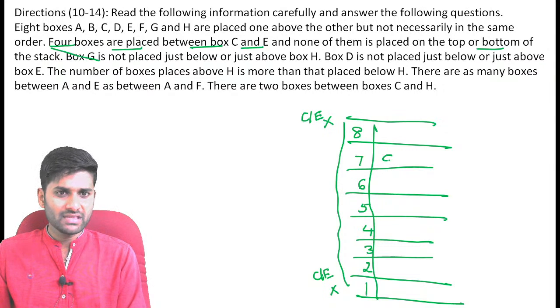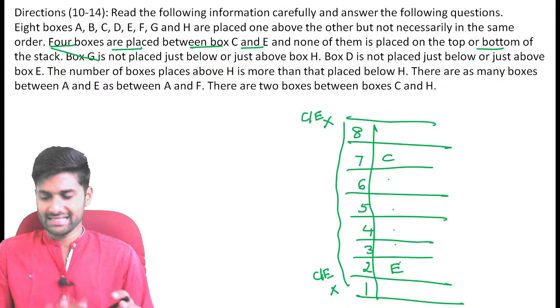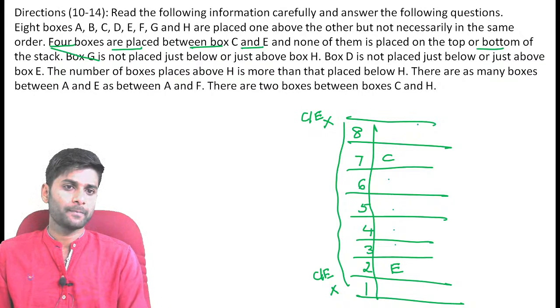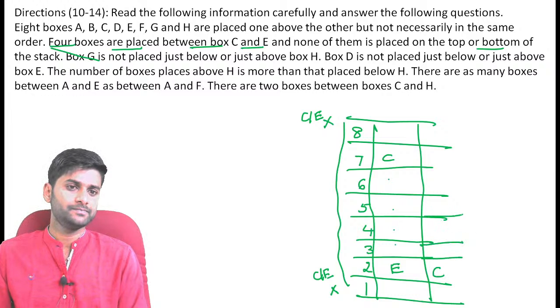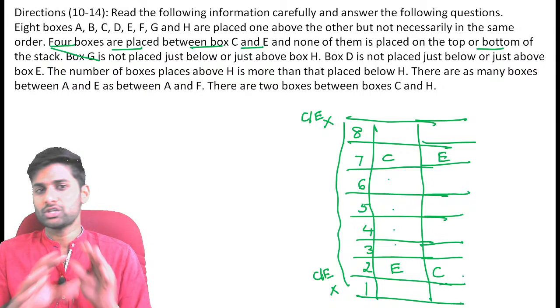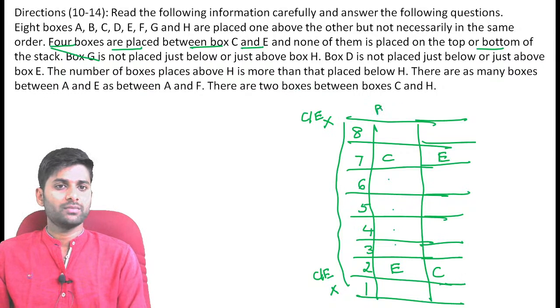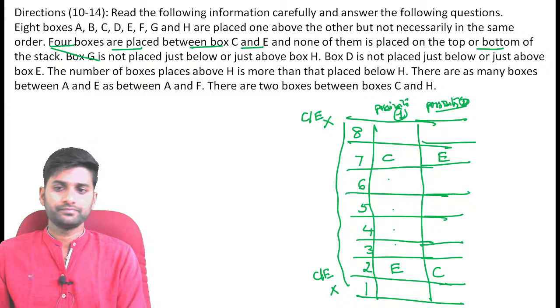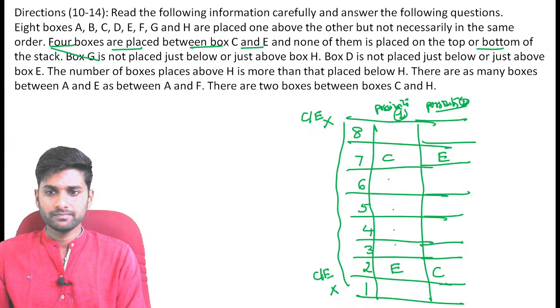Now if I assume C is the 7th, definitely 1, 2, 3, 4, definitely this is the E. But that is the assumption. We have a chance to place C in the 7th. But we have one more chance. What is the one more chance? We can place C here, guys. We can place C in the second box. Definitely we can place E in the 7th box. So these are the two possibilities: possibility number one and possibility number two. So that is the first equation.